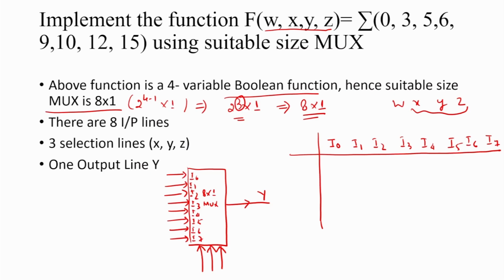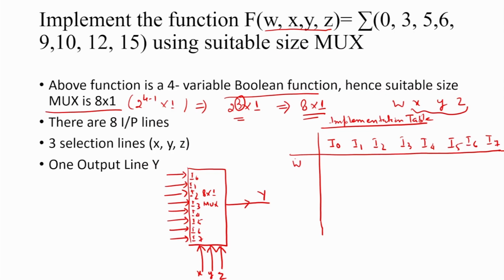Now this is the implementation table. All the inputs of the suitable size multiplexer are represented through columns in the implementation table, and then the 3 variables x, y and z, the 3 least significant variables, are taken as selection lines, and the one most significant variable, represented by w, goes through the data line. So here, how is this written?